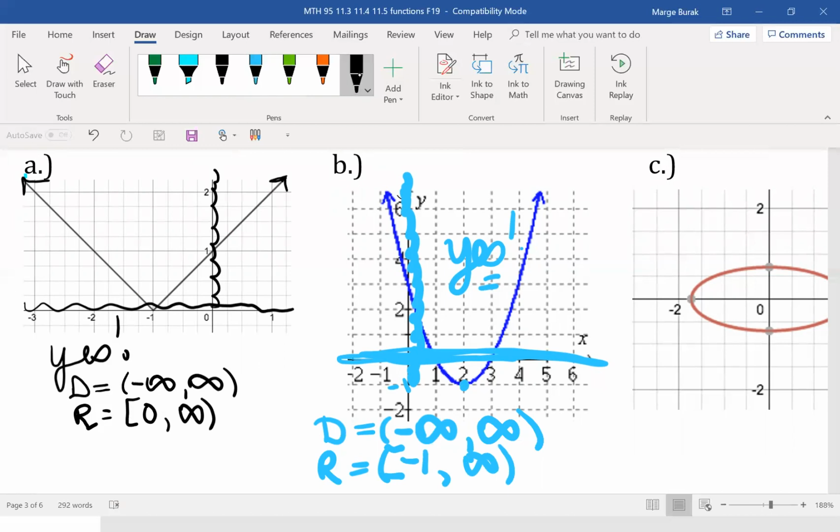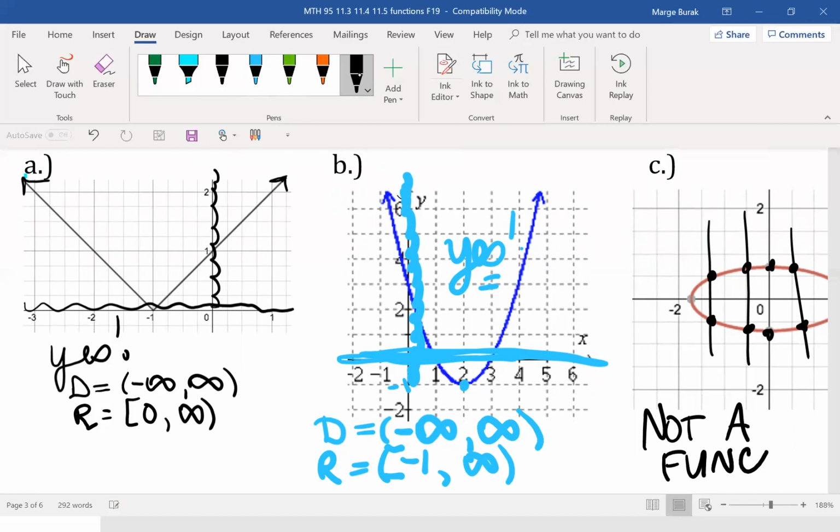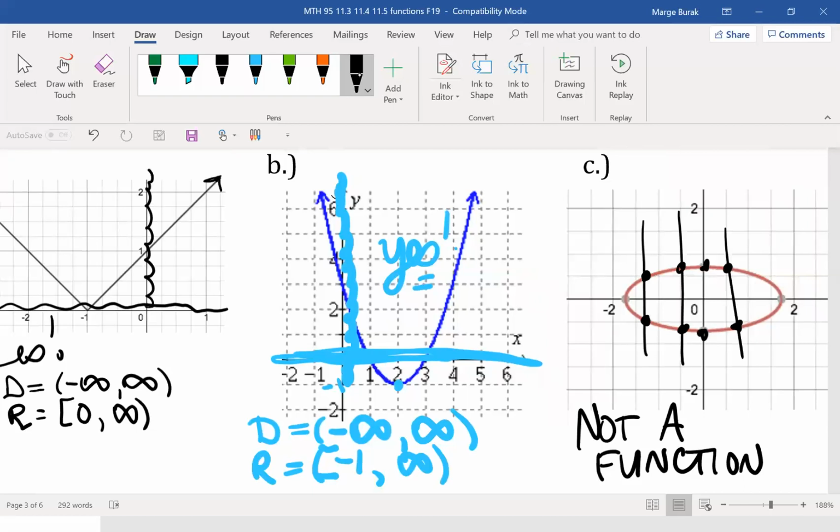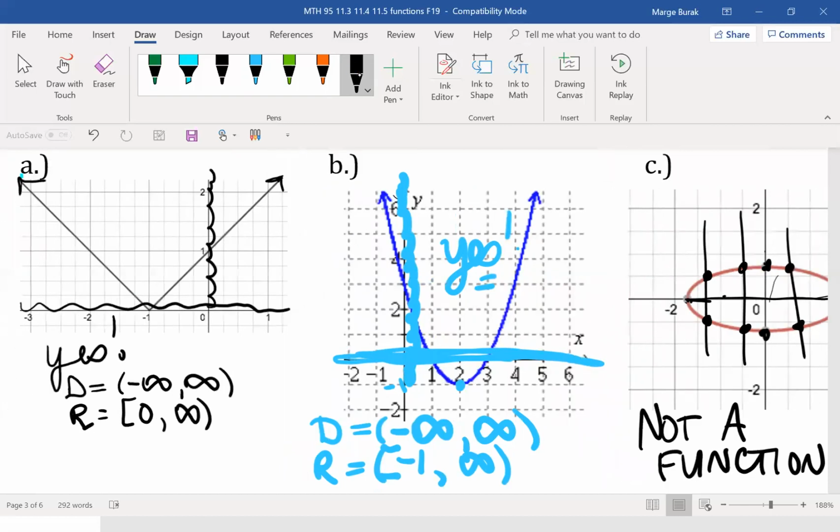And let's take a look at C, and we can see, oh my gosh, anytime we put a vertical line, it hits it at 2 points. Not cool, not okay, not a function. If it were a function, the domain would be, it looks like from negative 1 3/4 to positive 1 3/4, and the range looks like it's about 1, maybe 3/4. That's not a fun one anyway. Okay, let's go ahead and move on.